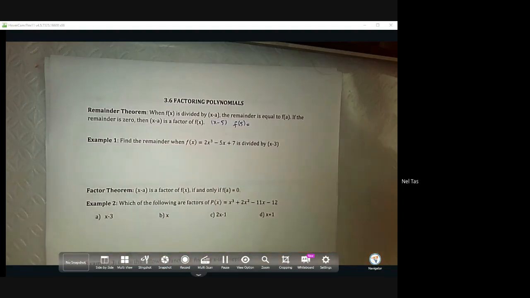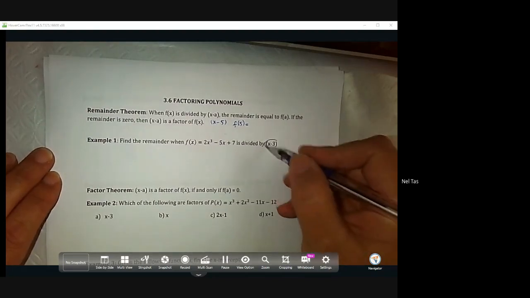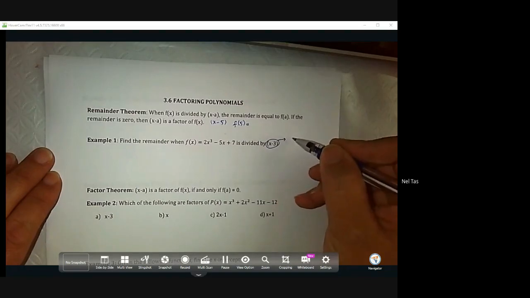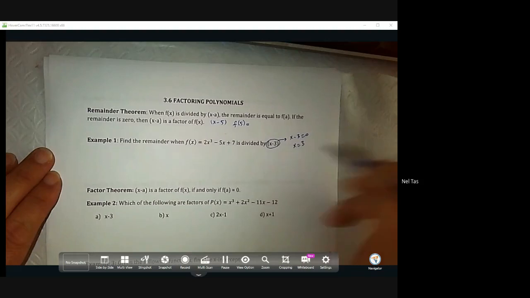Let's look at example 1. Find the remainder when f of x equals 2x cubed minus 5x plus 7 is divided by x minus 3. Again, you take this, okay? So you make it equal to 0. Then you solve for x, 3.